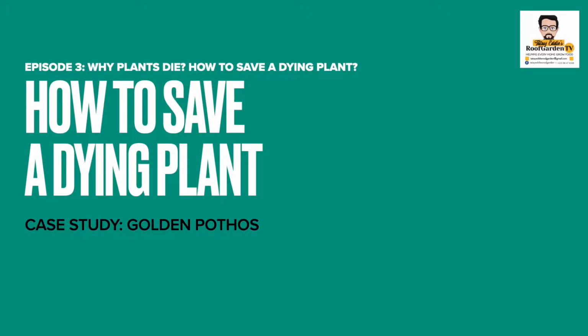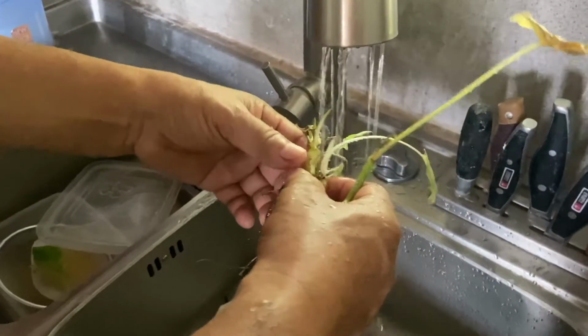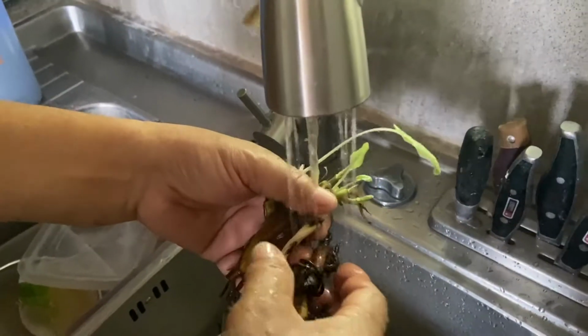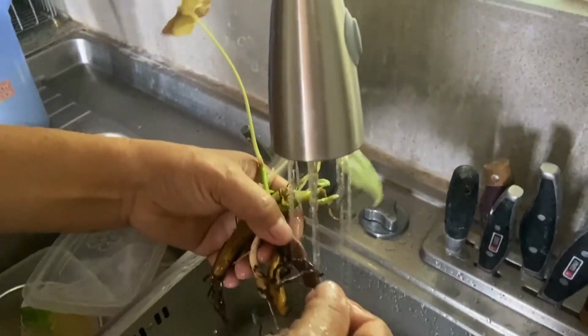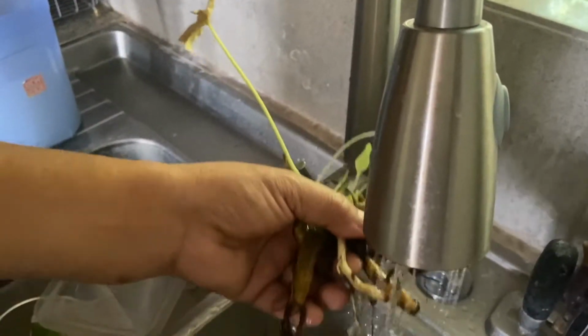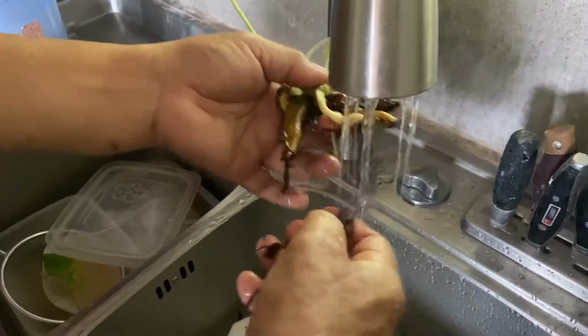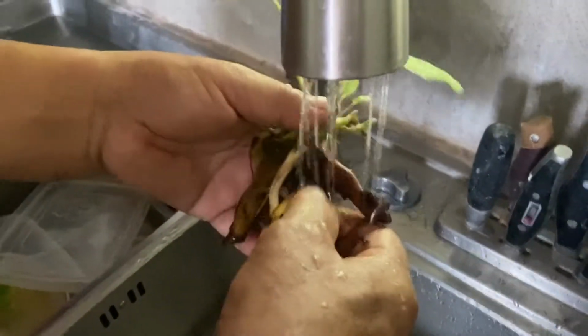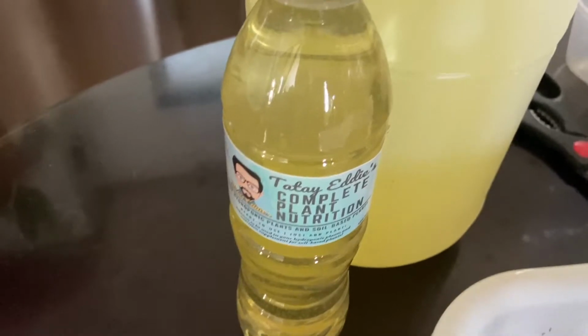Our approach to dying pothos. These pothos had been healthy, but due to overwatering it had wilted. What we did is we thoroughly cleaned the roots. We removed all the rotting parts and placed it in Tatay Eddie solution.